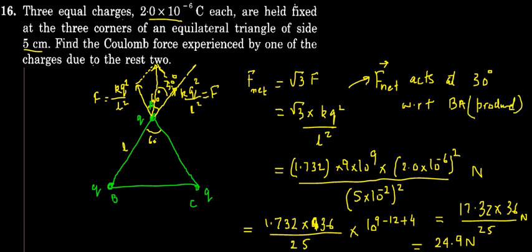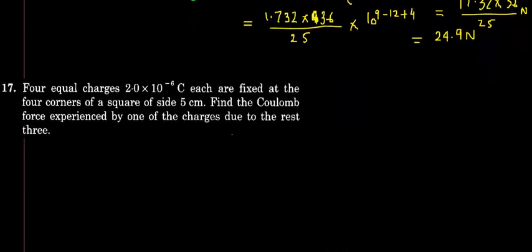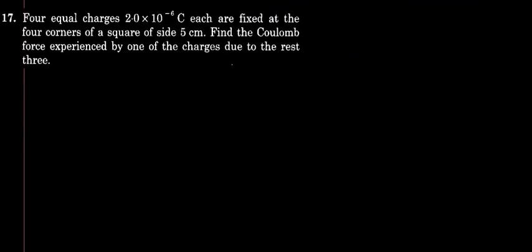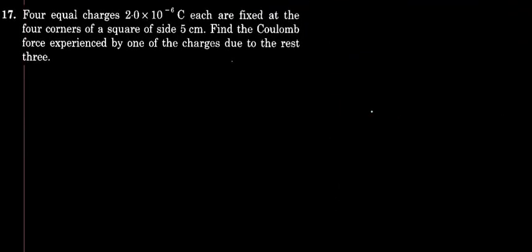Okay, let's look at the next problem. 4 equal charges, 2.0 times 10 to the minus 6 Coulomb each, are fixed at 4 corners of a square of side 5 centimeters. Find the Coulomb force experienced by one of the charges due to the rest 3.